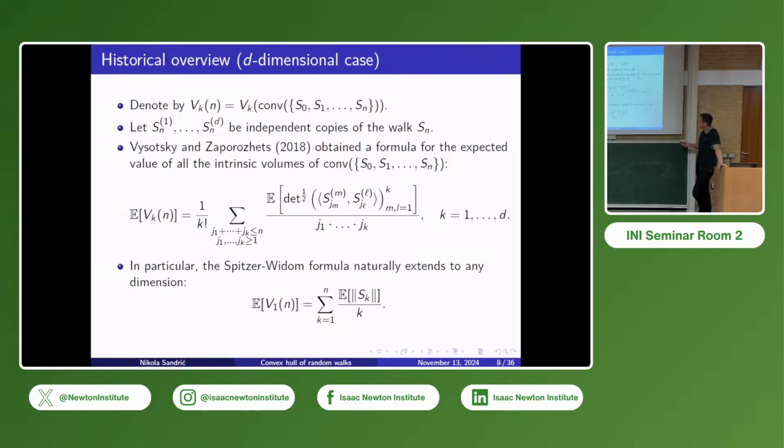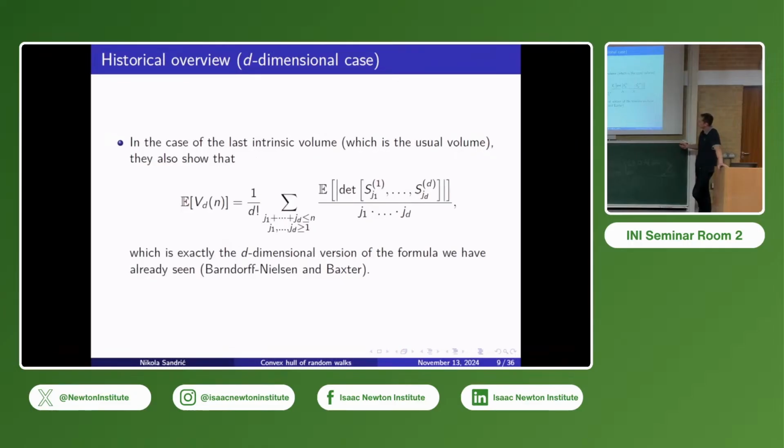Also, they obtained a concluded formula like this for the last one, for the expected volume. Just the determinant of this matrix here, where the columns of this matrix are these walks. If you recall the meaning of the absolute value of the determinant, it gives you the volume of the object which is spanned by these column vectors, right? And you additionally average everything. Okay.